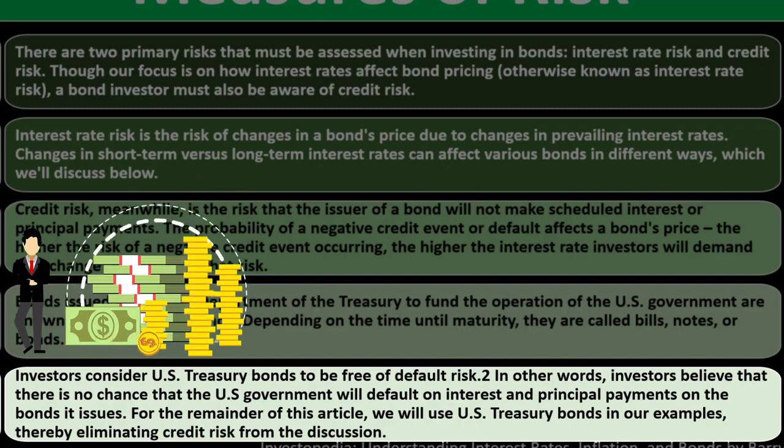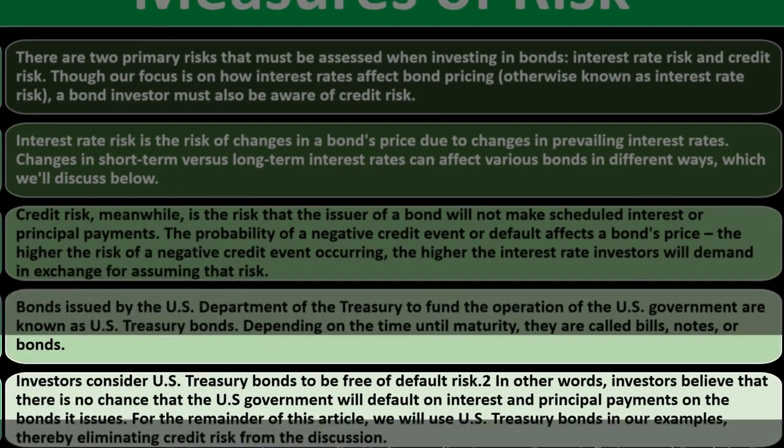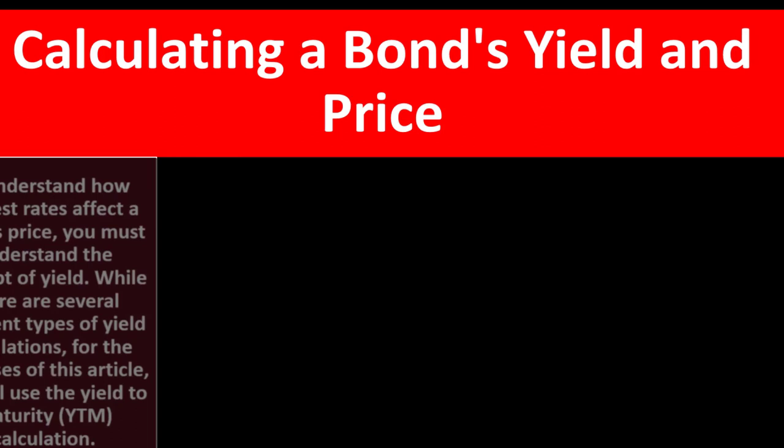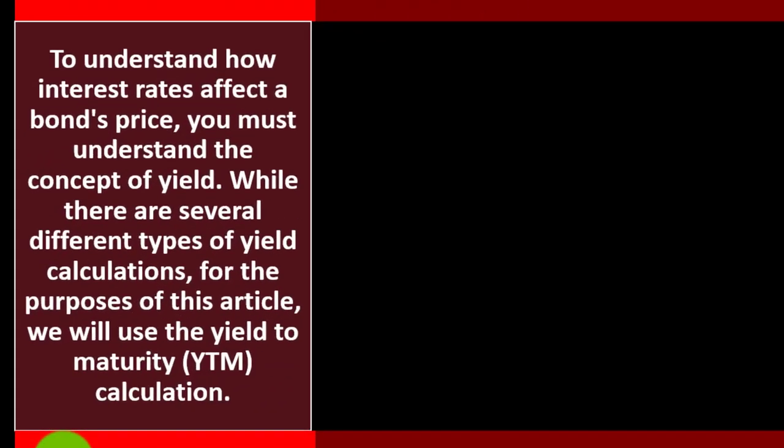invested in bonds. For the remainder of this article, we will use U.S. Treasury bonds in our examples, thereby eliminating credit risk from the discussion. So we're not going to be focused on the credit risk, but rather the inflation risk. So it's calculating a bond's yield and price. To understand how interest rates affect a bond's price, you must understand the concept of yield.